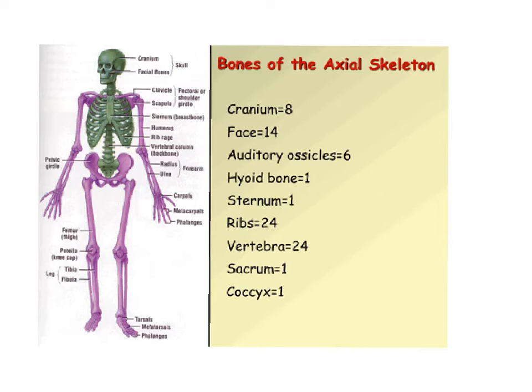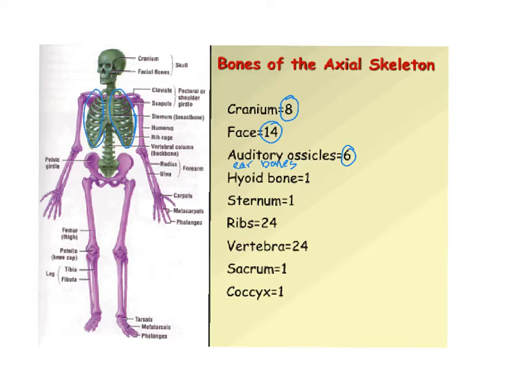So as far as the axial skeleton goes, the axial skeleton is made of 8 bones of the cranium, so the skull, and the 14 bones in the face, 6 auditory ossicles. You could also call those ear bones, right? There's 1 hyoid bone, a sternum. There are 24 ribs, so 12 ribs on each side, right?